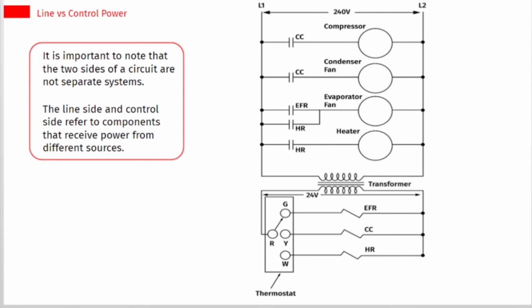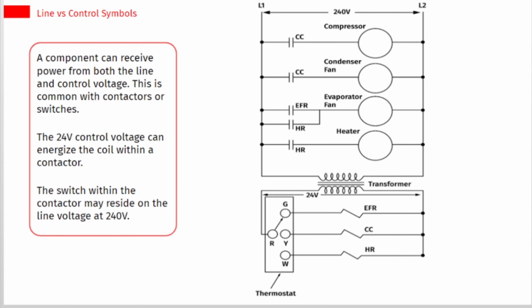It is important to note that the two sides of a circuit are not separate systems. The line side and control side refer to components that receive power from different sources. A component can receive power from both the line and control voltage. This is common with contactors or switches. The 24 volts control voltage can energize the coil within a contactor. The switch within the contactor may reside on the line voltage at 240 volts.